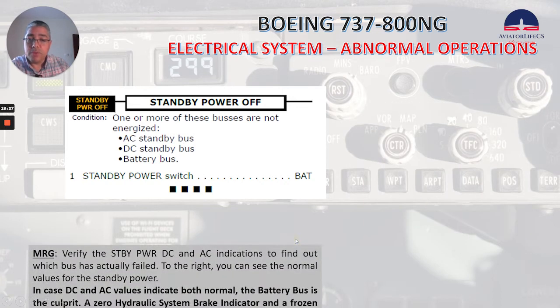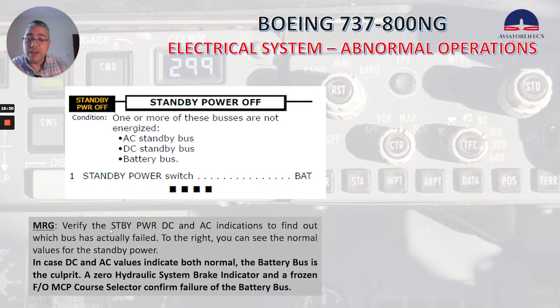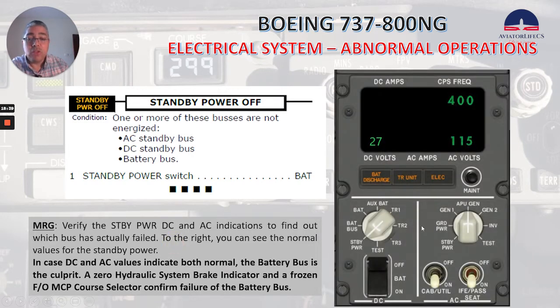Now let's read a couple of notes from the MRG. It says verify the standby power DC and AC indications to find out which bus has actually failed. To the right, you can see the normal values for the standby power. In case DC and AC values indicate both normal, the battery bus is the culprit. A zero hydraulic system brake indicator and a frozen first officer MCP course selector confirm failure of the battery bus.